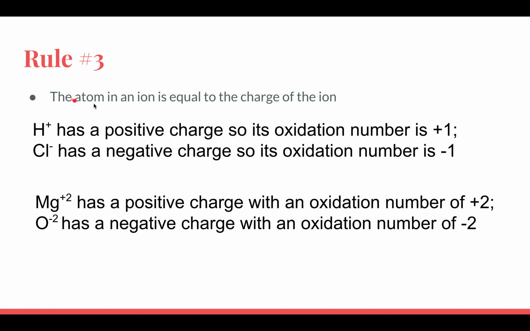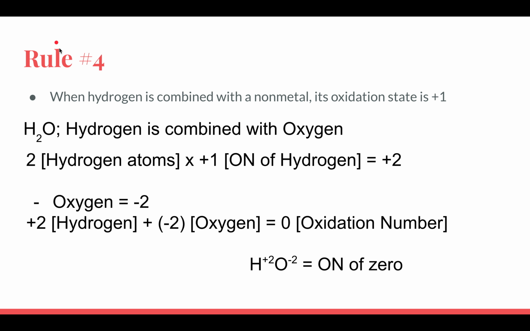Rule number 3. The oxidation number of an atom in an ion is equal to the charge of the ion. So if hydrogen has a positive charge, its oxidation number is +1. Chlorine has a negative charge, so its oxidation number is -1. Whereas magnesium has a positive charge, and it has an oxidation number of +2. And oxygen has a negative charge with an oxidation number of -2.